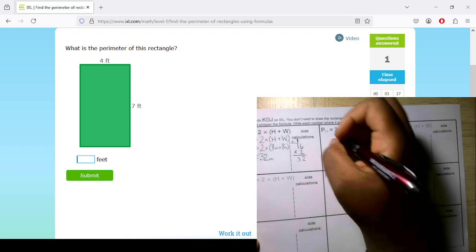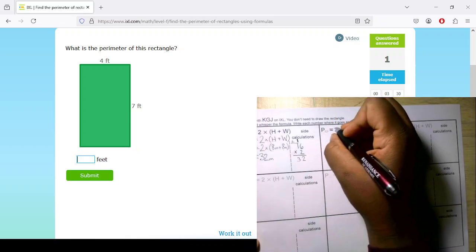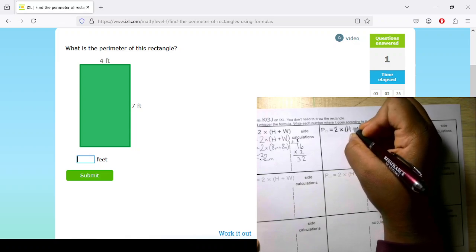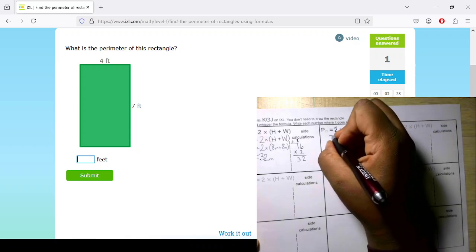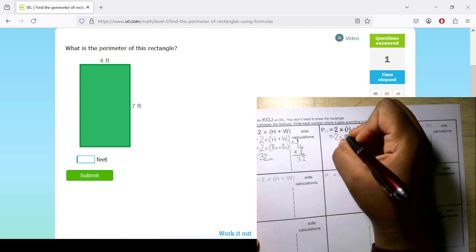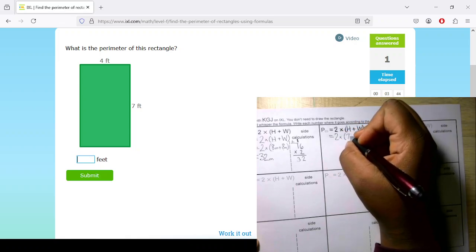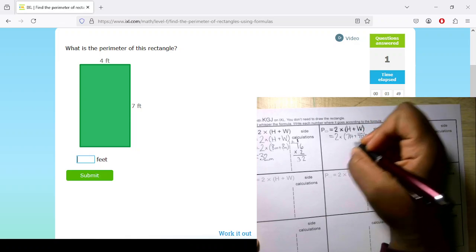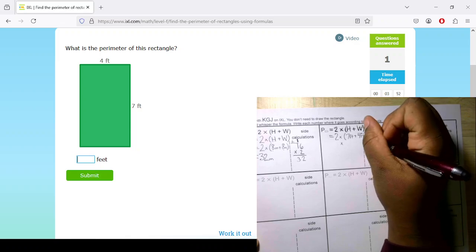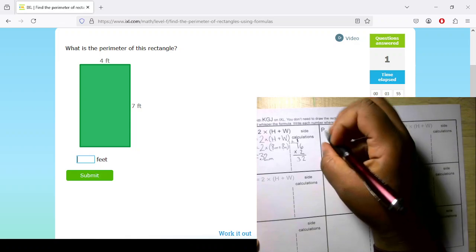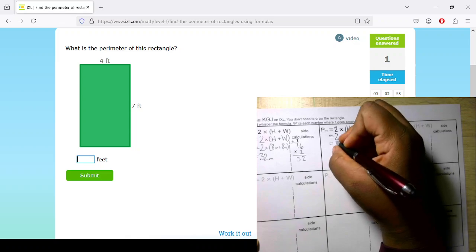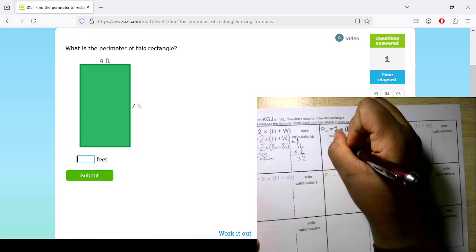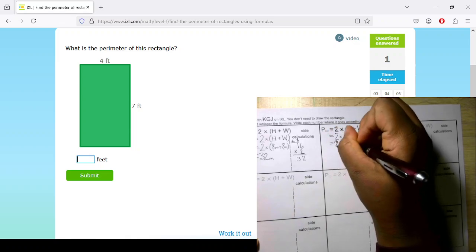What is the perimeter of this rectangle? Perimeter of a rectangle is calculated by adding up the height and width of every side. Add up the height and width, then double it. The height is 7 feet, and the width is 4 feet. 7 plus 4 is 11. Oh, 2 times 11. I actually know my 11, so it's 2 times 11. And I'm just going to write 22 feet.